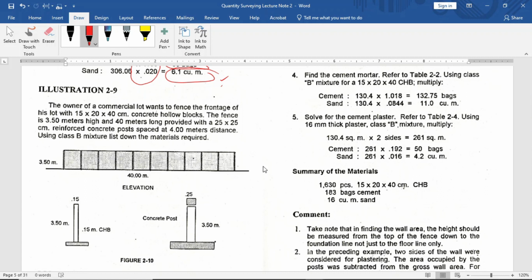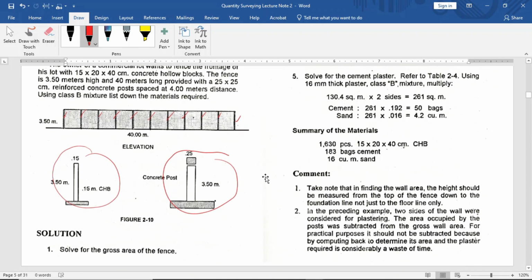So, ito daw yung fence natin, 3.5 by 40 meters. Tapos, reinforced daw ng concrete post na 25 by 25 centimeters. So, 1, 2, 3, 4, 5, 6, 7, 8, 9, 10, 11. So, there are 11 concrete posts. So, ito yan. So, ito yung CHB natin. Ito yung elevation, yung elevation ng concrete post.